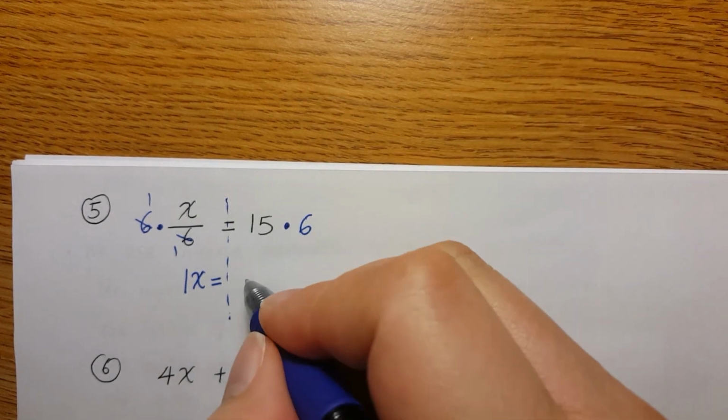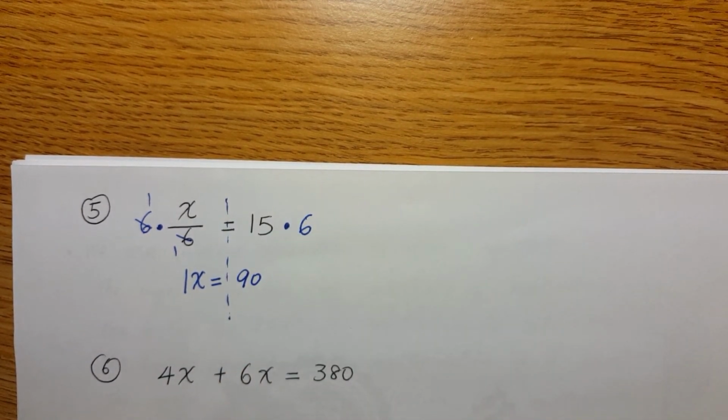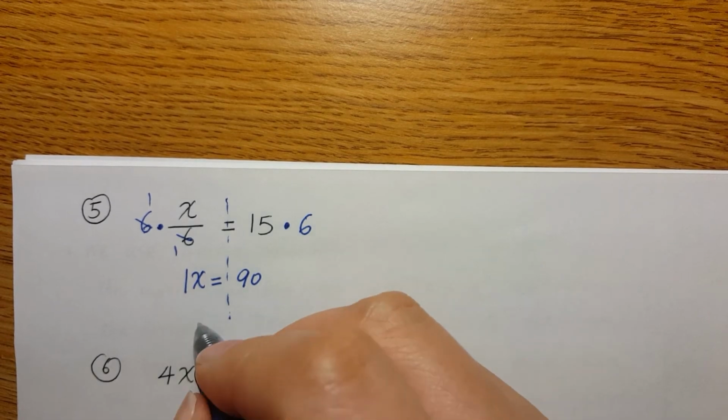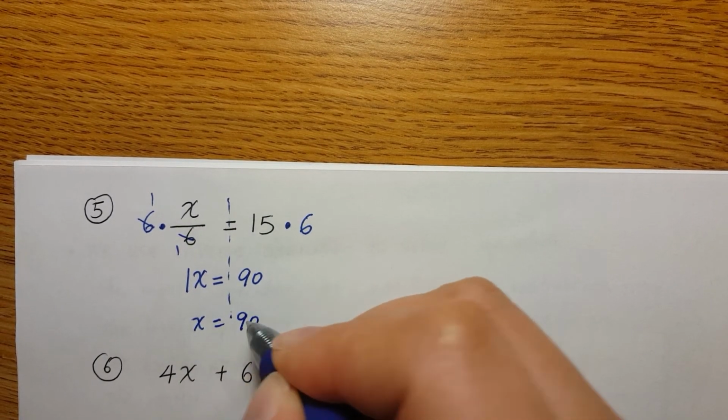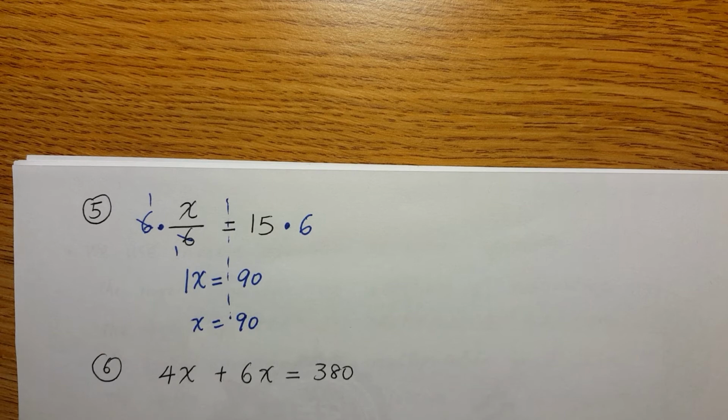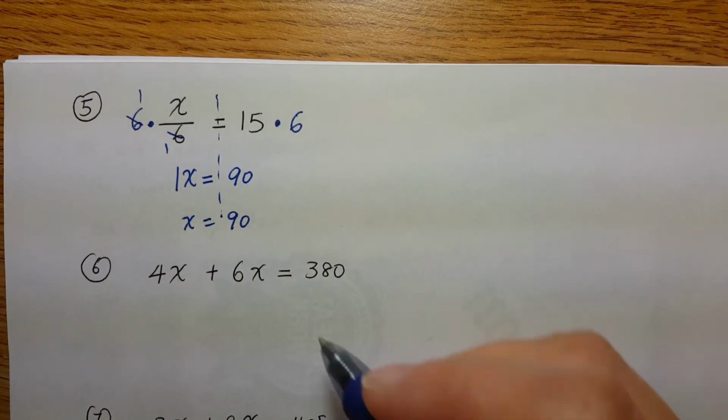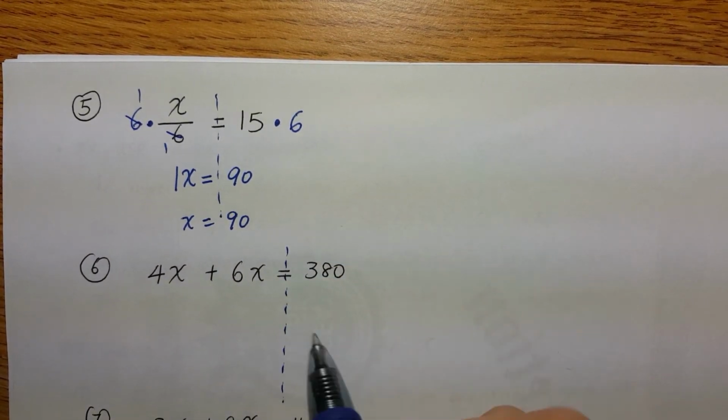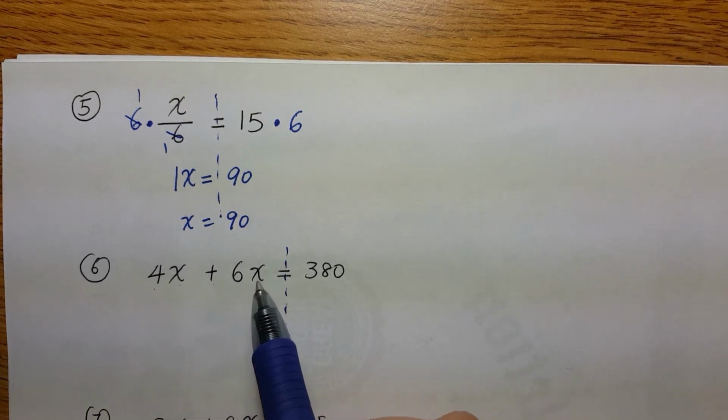So therefore, we have 1x equal to 90. 1x means x, so x equal to 90. So we finished number 5. Let's take a look at number 6. So the middle is right here. On the left side, we get 4x plus 6x.